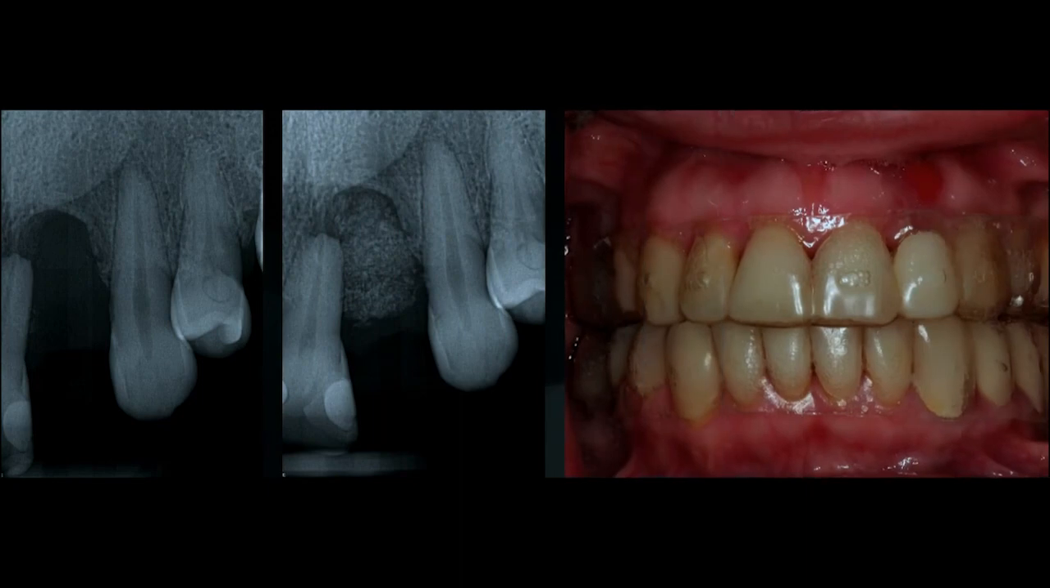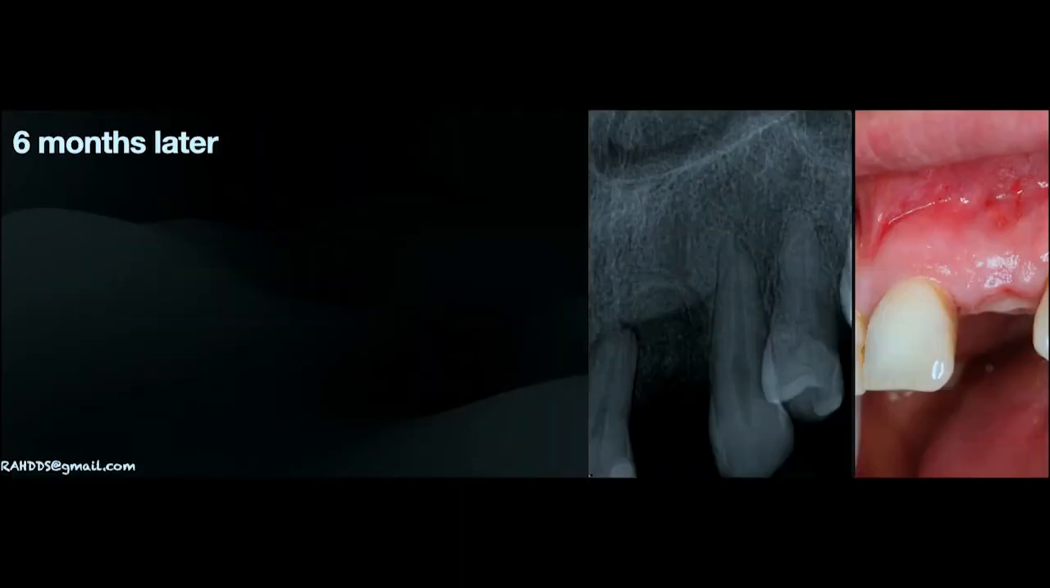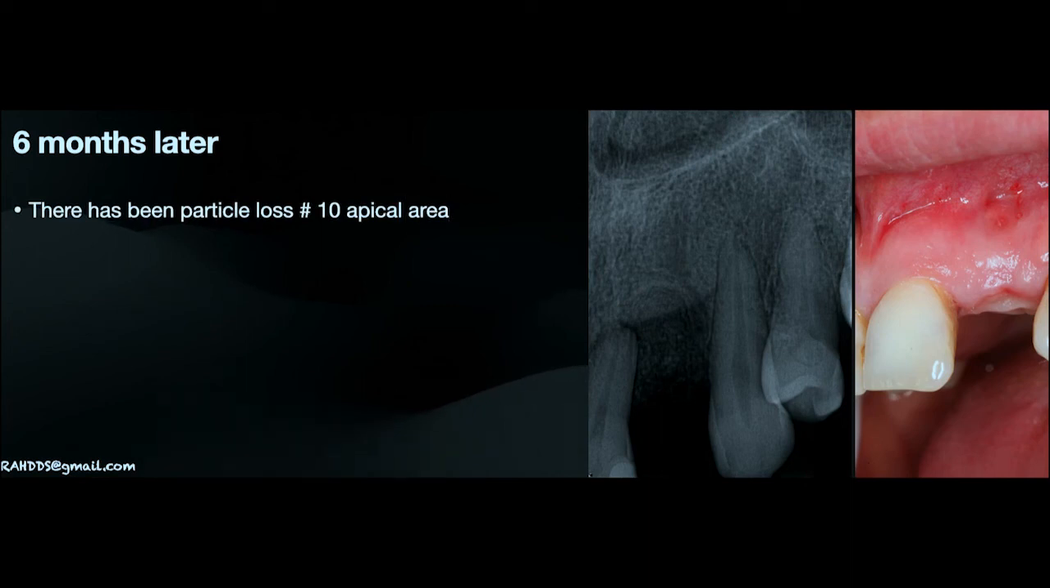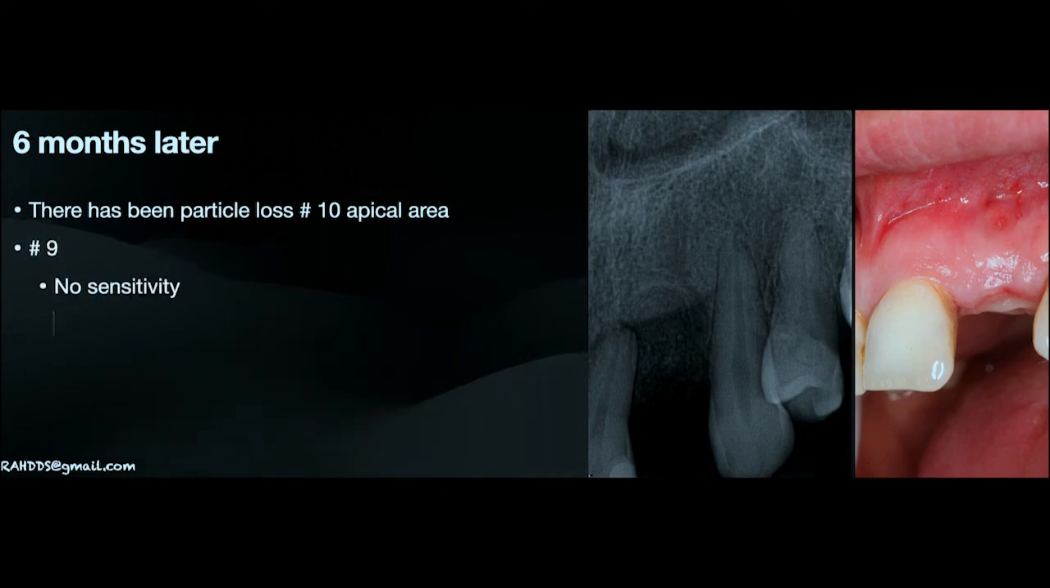There we go. So that's the hole, that's the graft, and that's her Essex retainer. So that's 6 months later. What do we see? We don't see a PAP. We see a PDL. No sensitivity, no pain, no discomfort.